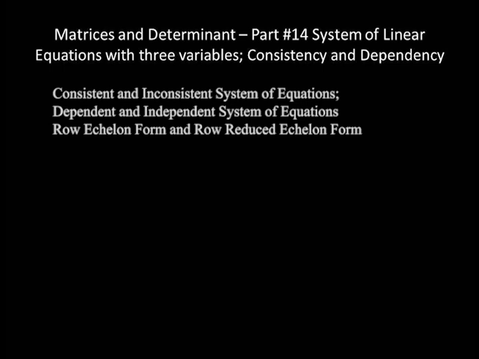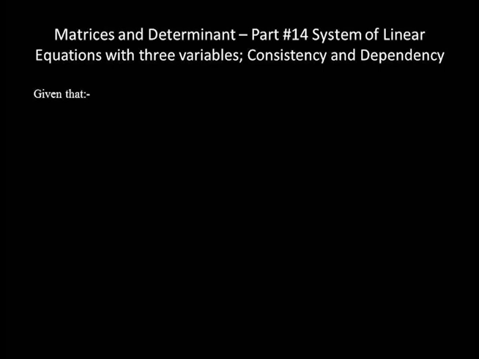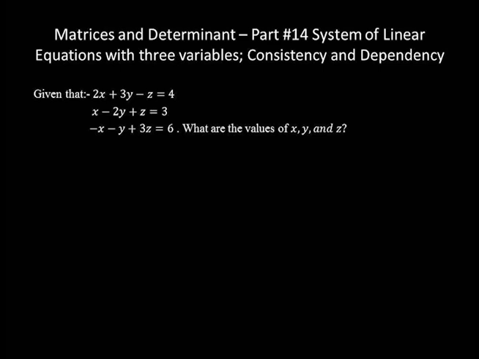Let's get started. Given the system of equations 2x plus 3y minus z equals 4, x minus 2y plus z equals 3, and negative x minus y plus 3z equals 6, what are the values of x, y, and z? In the given, we have three equations and three variables, so it's possible to find the value of each variable if there is.